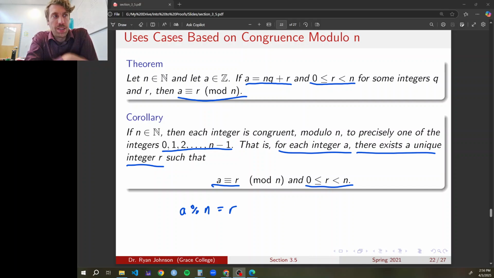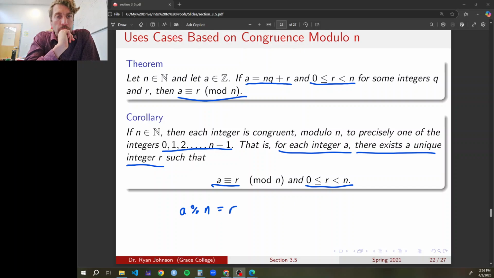So for this last theorem we have: let n be a natural number and let a be an integer. If a equals nq plus r, and r is between 0 and n, including 0, not including n, for some integers q and r, then a is equivalent to r mod n.